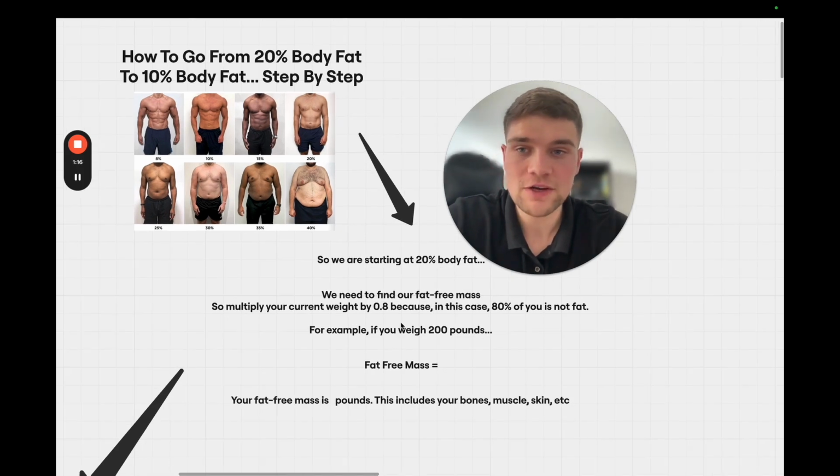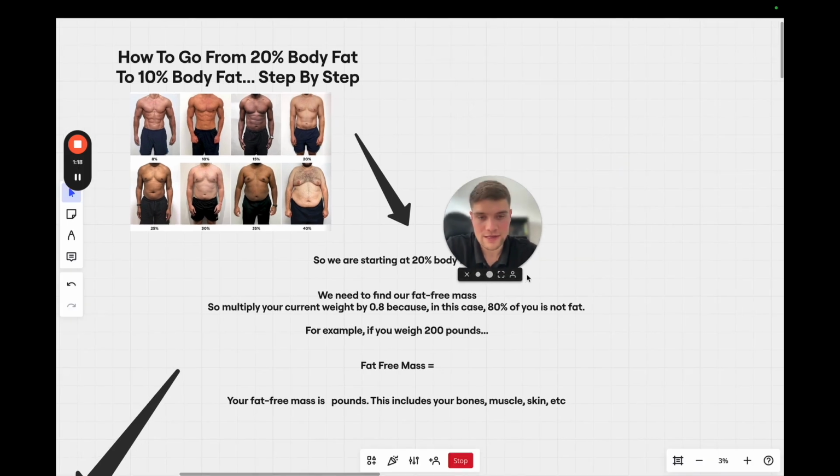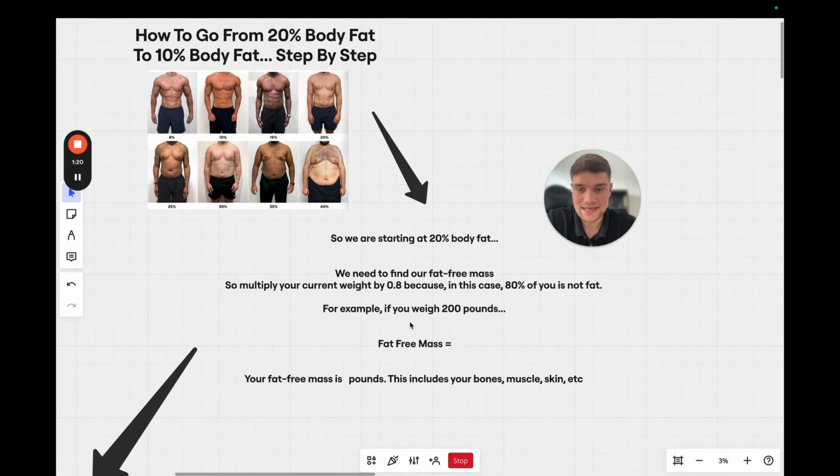So first things first, what we need to do is find our fat-free mass. What do I mean by that? That is effectively the amount of weight on your body that is not body fat. So it's your bones, it's your muscle, it's your skin, etc. We need to find out that number. So we need to find out our fat-free mass.